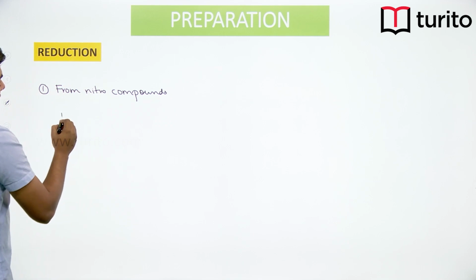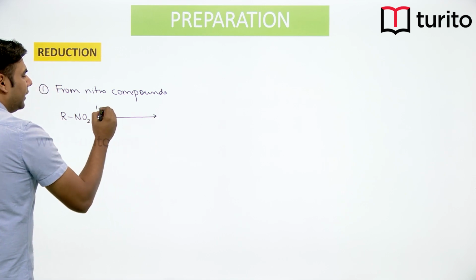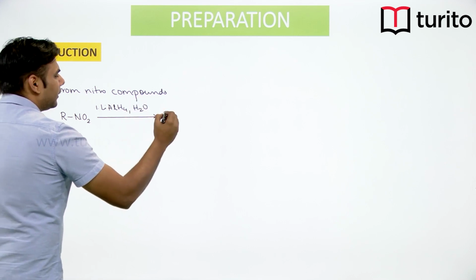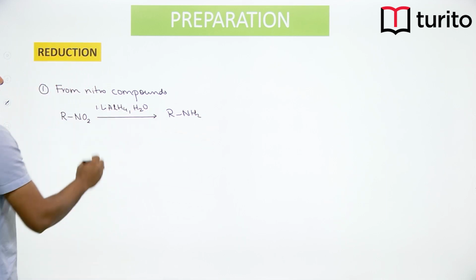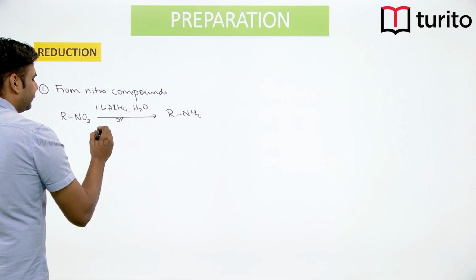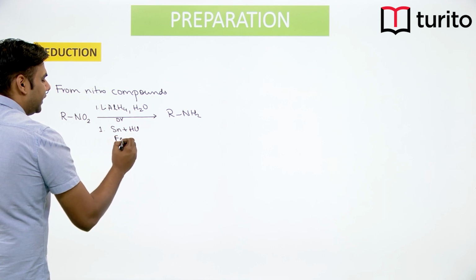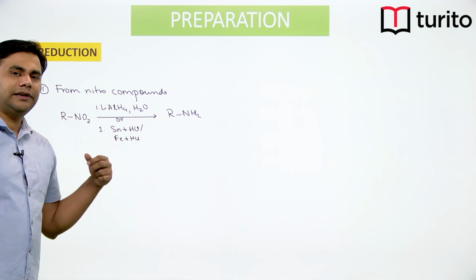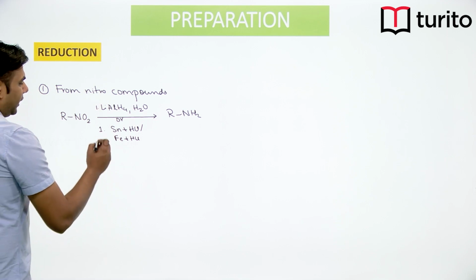So we take any nitro group, to this we add lithium aluminum hydride, and in second step we can do the hydrolysis, so we will get RNH2. So one such reagent could be lithium aluminum hydride, or second reagent could be tin plus HCl or iron plus HCl, anyone will work, okay. Iron plus HCl is a better way, because once FeCl2 is formed after reaction of iron and HCl, it would hydrolyze back and we'll get HCl back.